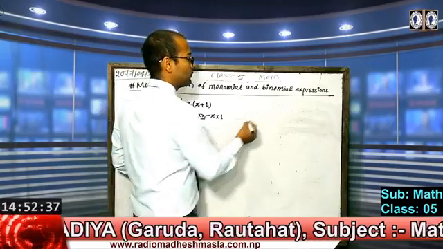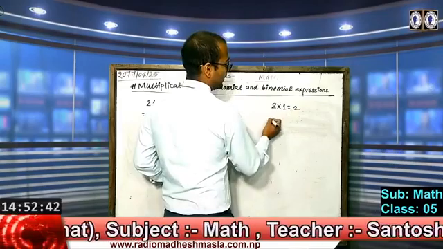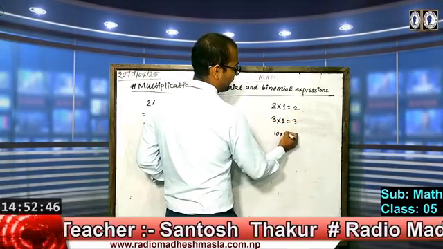Friends, when we multiply 2 by 1, what is the answer? 2. Similarly 3 by 1, 3. Similarly 10 by 1, 10.